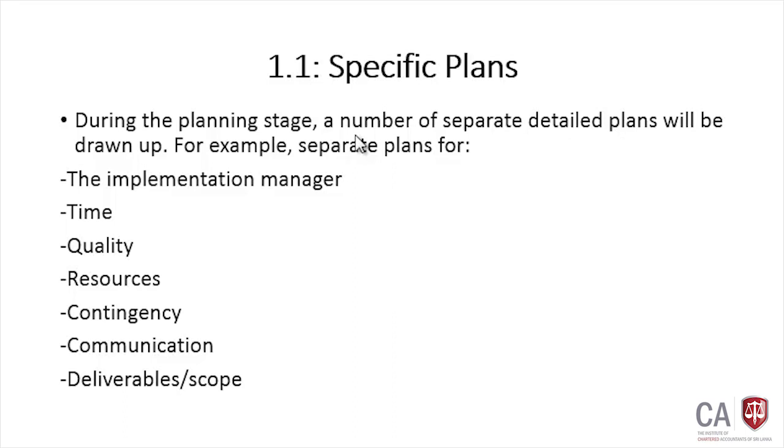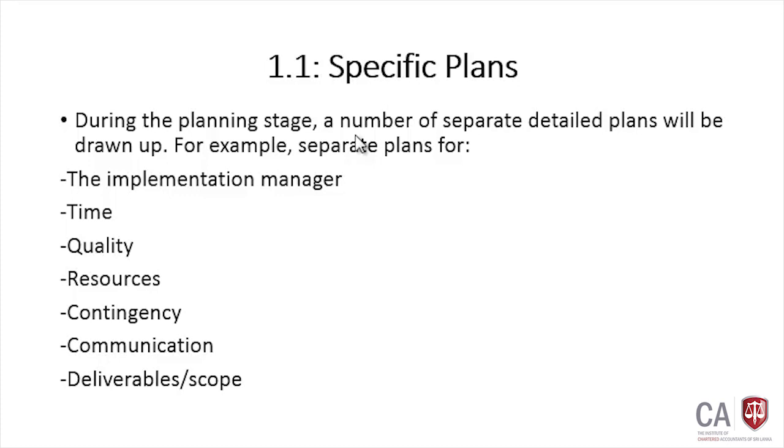Right, in the planning stage we have to develop some detailed plans, separate detailed plans for certain areas. What are the specific plans we have to prepare? Actually there are 7 specific plans we have to prepare. What are the plans? First one is implementation manager, then time, quality, resources, contingency, communications, then deliverable, or in other words the scope. So we'll look at each one in detail.